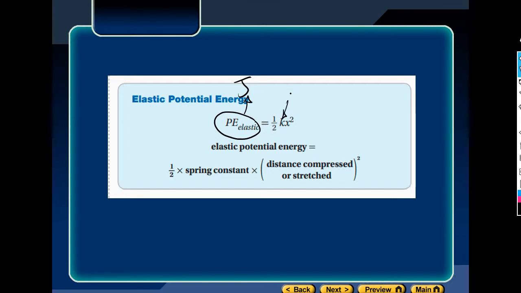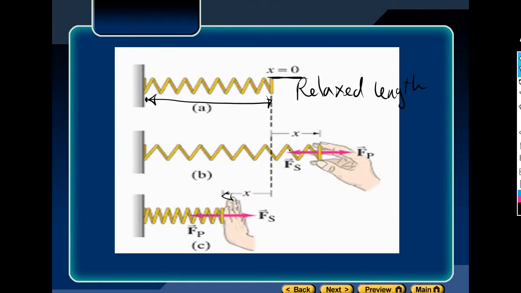Okay, leave this one now. I will speak about x because it's very important. Here x is the distance of compression or stretch. Not the relaxed length. No, x here will be the distance of compression or stretch. If we come back again here, look over here. This is x, guys, from the zero point to the stretch point.